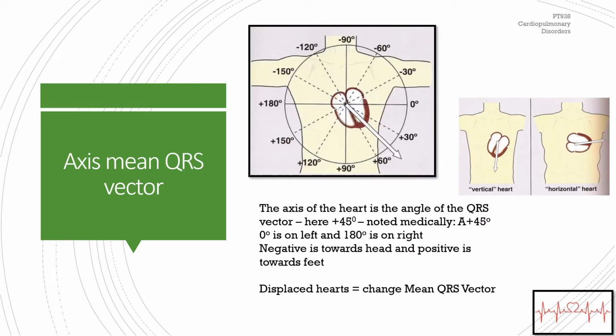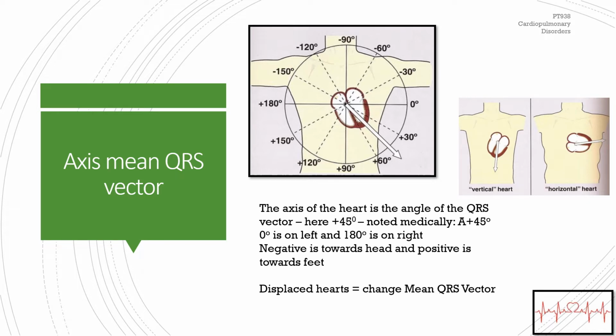So now that we've covered the vectors briefly, let's talk about the axis. Recall that we defined axis as the direction of movement of depolarization. So in the case of the mean QRS vector, it's down and left at about 45 degrees. And so that's also our normal heart axis. It's based on that mean QRS. So the heart axis is 45 degrees down and left.